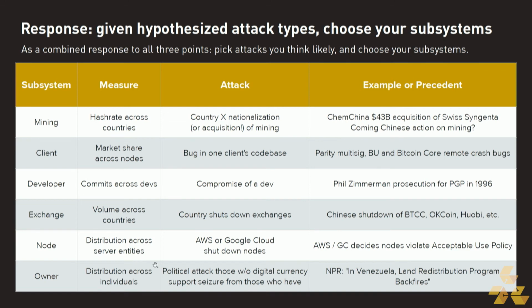And finally, distribution across individuals. This one is a little more speculative, but what we don't want is an extreme asymmetry where there's a political attack by those without digital currency to support seizure from those who have it, right? Like in Venezuela or something like that, we've seen kinds of attacks like that. So you can argue about how equal the distribution needs to be, but the more equal it is, the less likely there is to be a political attack.